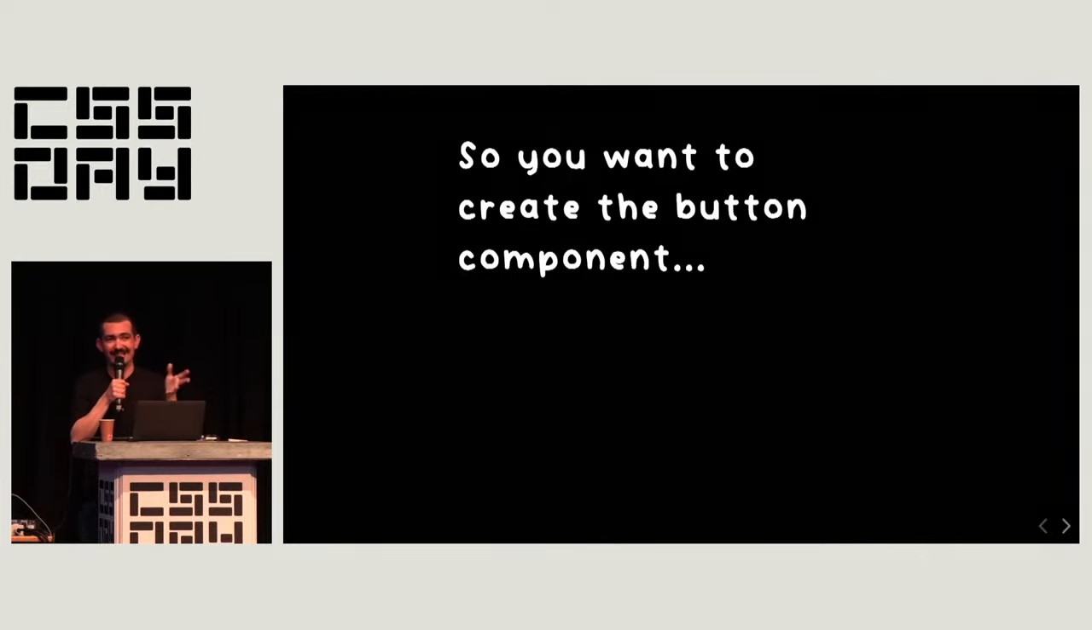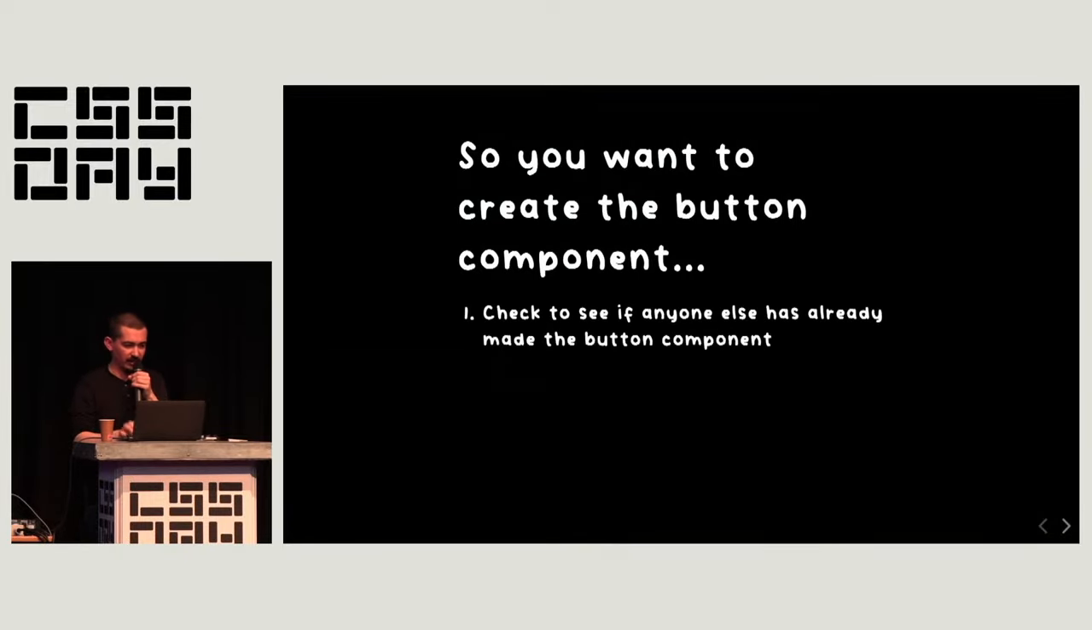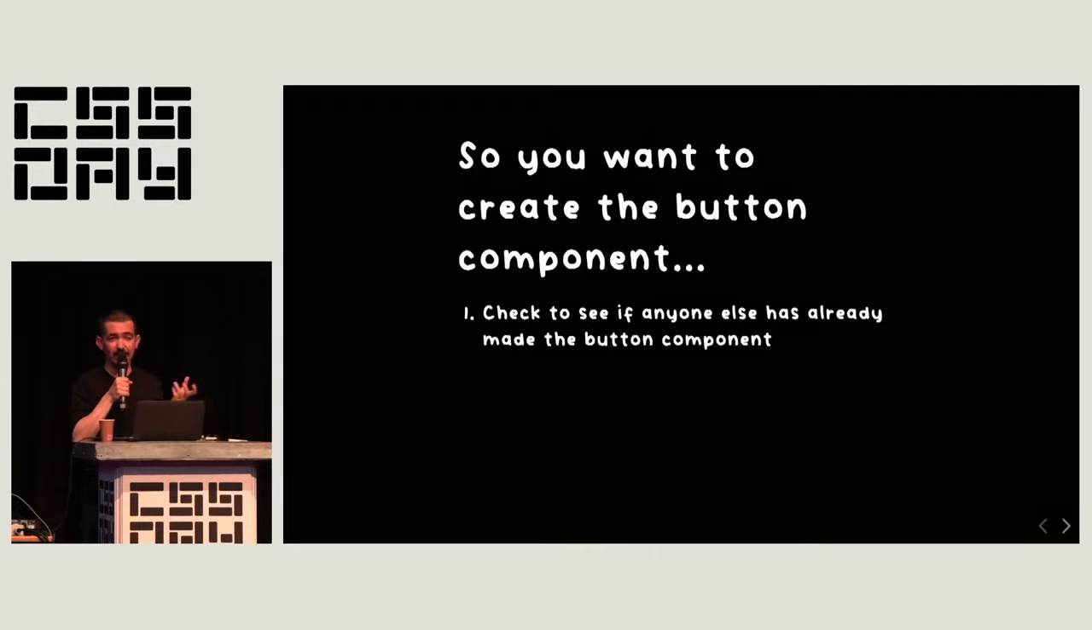So when it comes to button components or any other kind of components, as someone who works on design systems, this is my approach. I want to create a button component. I think it's a good idea to have a button component. What I do first is I check to see if anyone else has already made a button component. So I look in the design system docs themselves, look around, ask people, do that kind of thing.